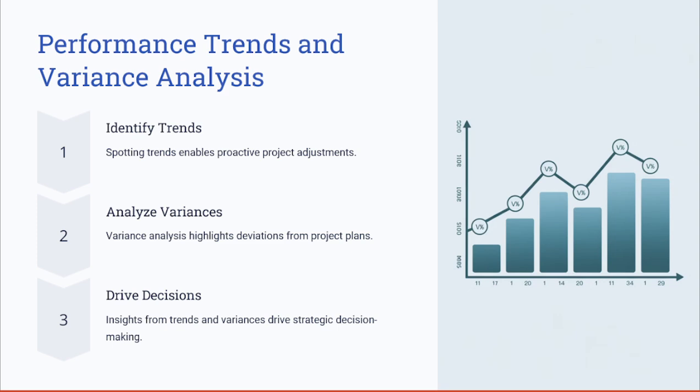The variance analysis here, which compares the planned and actual performance, helps the project managers to identify specific areas of concern, such as cost overruns or schedule delays. These insights empower the teams to make data-driven decisions and enhance the implementation of corrective actions based on this analysis, also preventing a minor deviation from escalating into major issues.